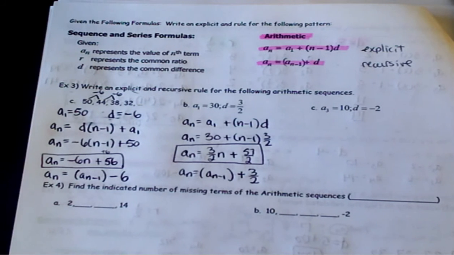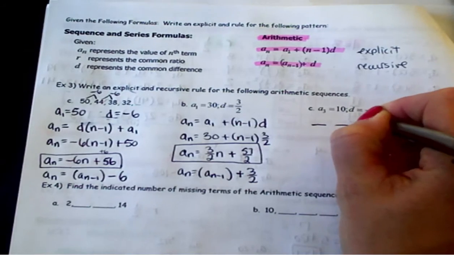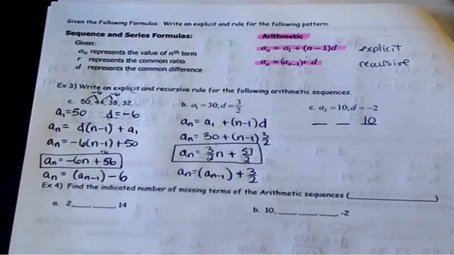Okay, try the last one. I don't give you the first term, but maybe you could find it. I'll give you a little. Right, that's what I do know. I know the third number is 10. How can you find what you need?